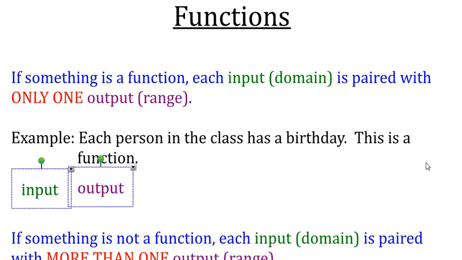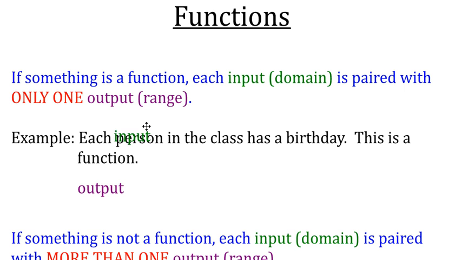So again, if something is a function, each input, which is a part of our domain, is paired with only one output, which is part of our range. For example, here's our scenario. Each person in the class has a birthday. So what would be the input? The input would be each person. What would be the output? Having a birthday. Since every person has one birthday, one input, one output, this represents a function.